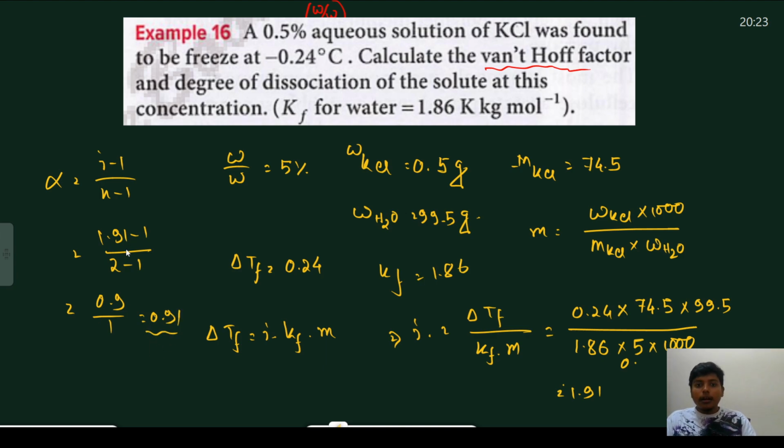You see? Now this is what you have to write in the board exam. You have to write that we know delta Tf equals this, delta T, then these are the values given. Then if we apply, we'll get the van't Hoff factor i, and we know degree of dissociation alpha is equal to i minus 1 by n minus 1. Therefore we are getting this alpha value 0.9. Clear? Also you have to write why n equals 2, because KCl dissociates to K plus and Cl minus.